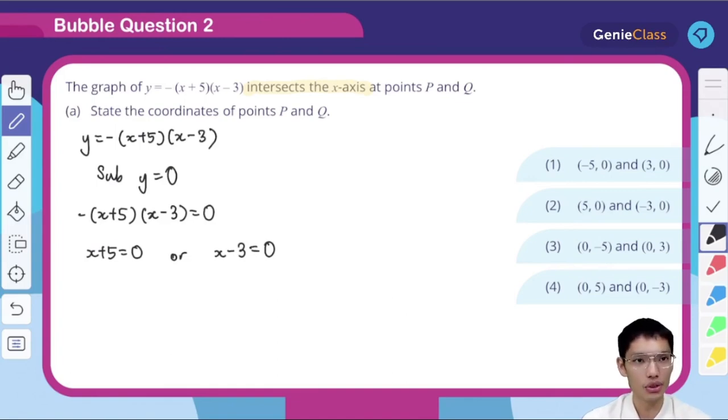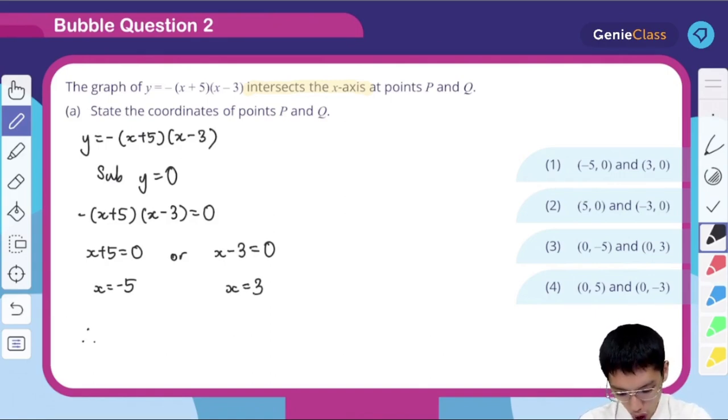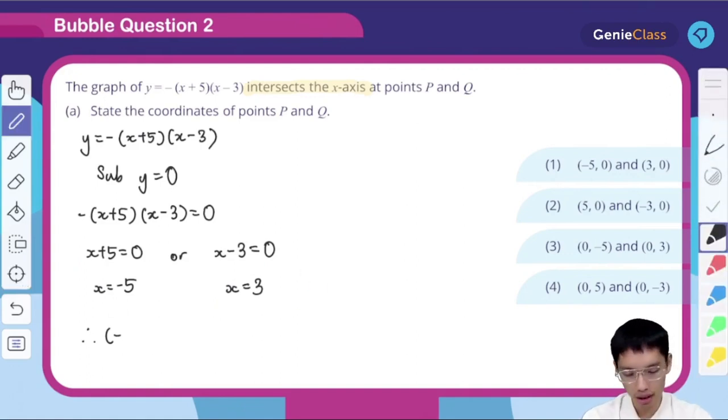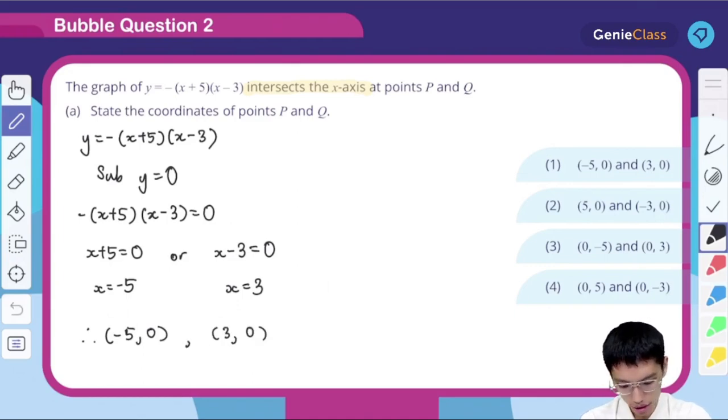This should be rather easy, calculator in use now. Once you get this, it's going to be x equals minus 5. Some of you mixed this up because you just took the number there. Or x equals 3. Take note, it's not the final answer. I want my coordinates. If you leave it like this, you might not get full credit. You need to write down the coordinates: negative 5, 0, or in this case, 3, 0. So that's my P, that's my Q.